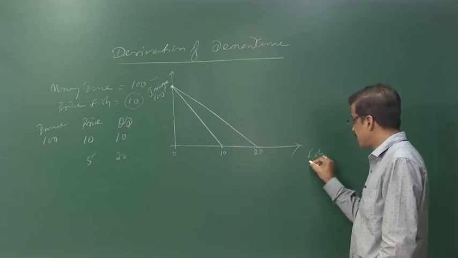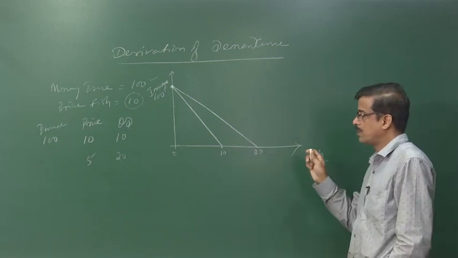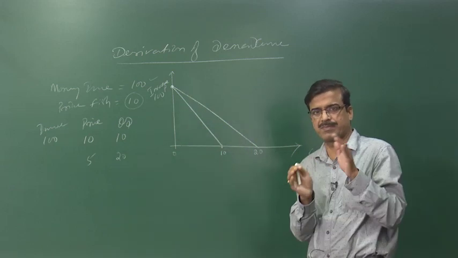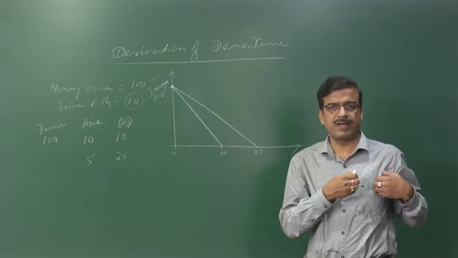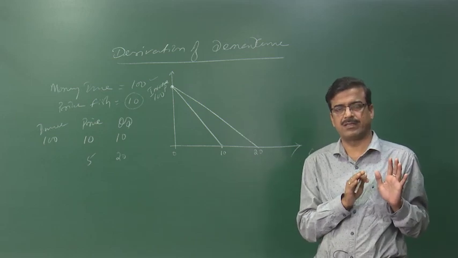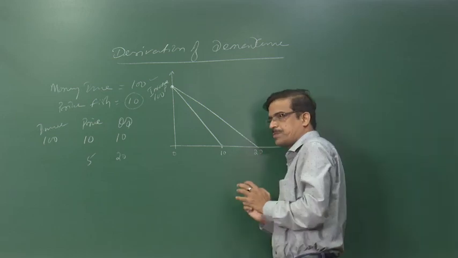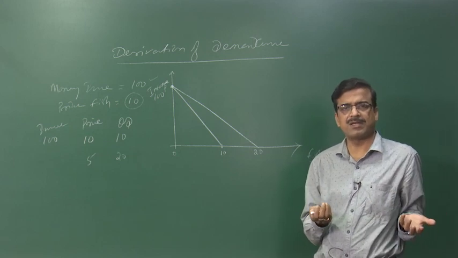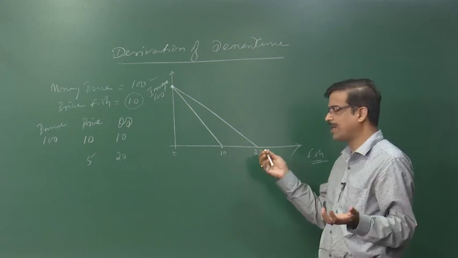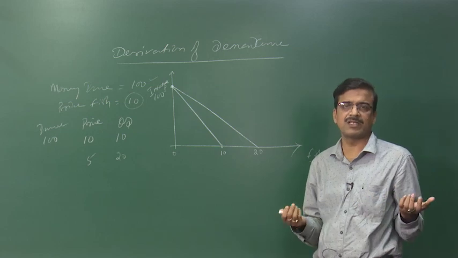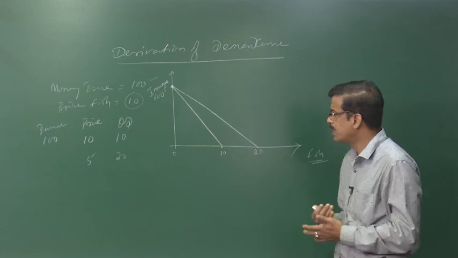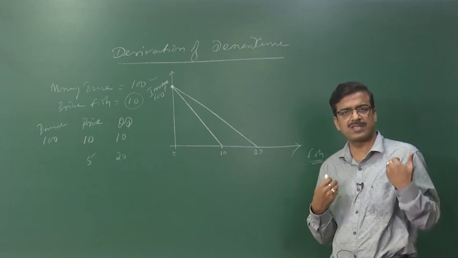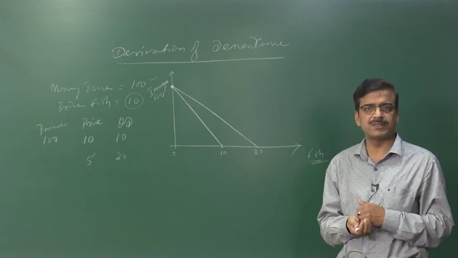Suppose you have 100 rupees; that amount is fixed. If I have 100 rupees in my pocket, and I have to purchase 10 units of fish, then 10 into 10 will be 100. Similarly, when the price falls, we have 20 units of it, that means again we have the same amount of money, 100 rupees.